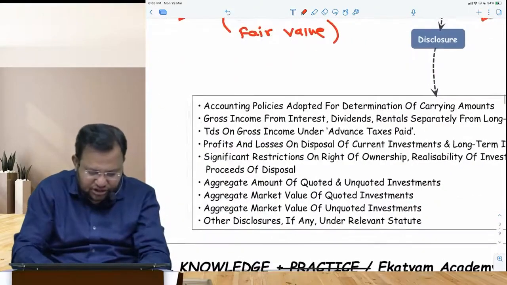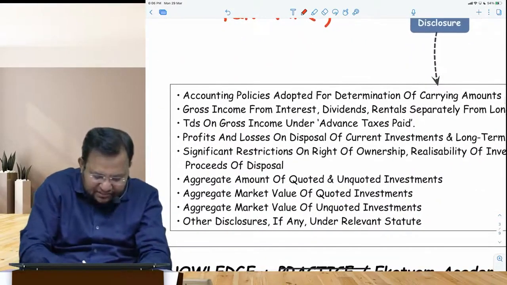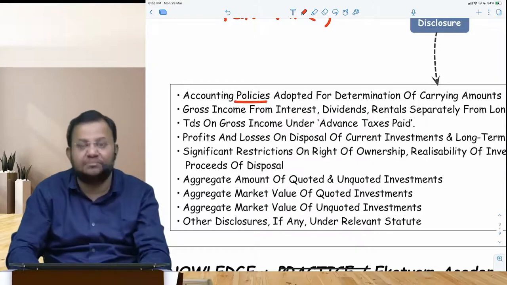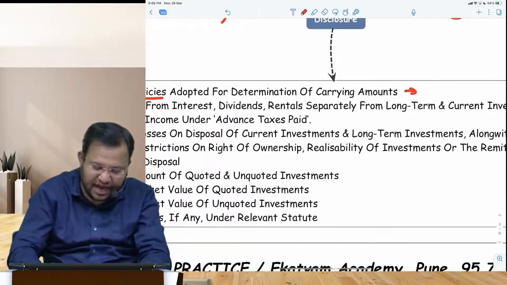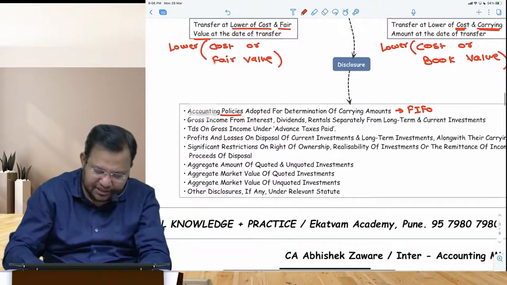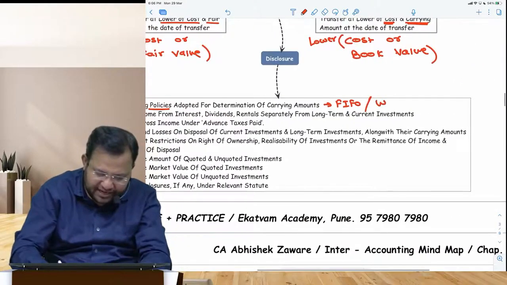Disclosure. What should you disclose as per AS 13? Whatever policy you adopted for determination of carrying amount. Like, are you determining the carrying amount on FIFO basis, or are you determining your carrying amount on weighted average basis?